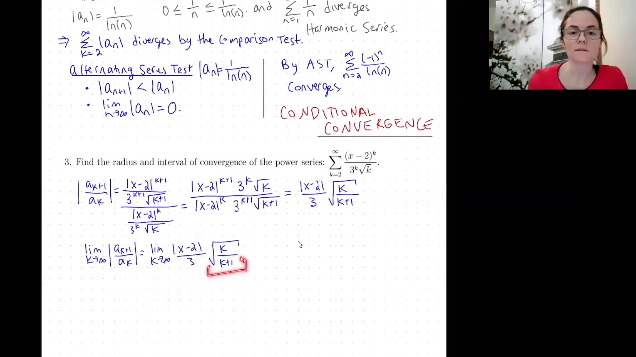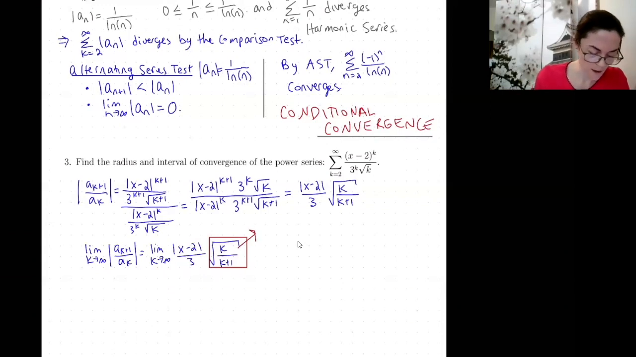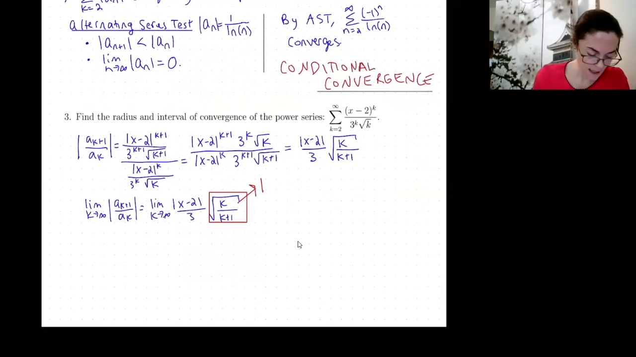Again, kind of like when we had the 100th power, the square root is a continuous function. We may bring the limit inside. Inside, that's going to 1. So the limit of this part goes to the square root of 1, which is 1. And so I have my limit here. This limit is the absolute value of (x minus 2) over 3.